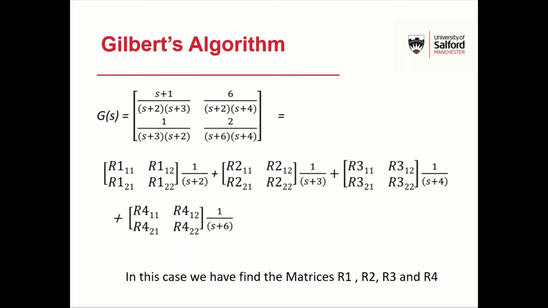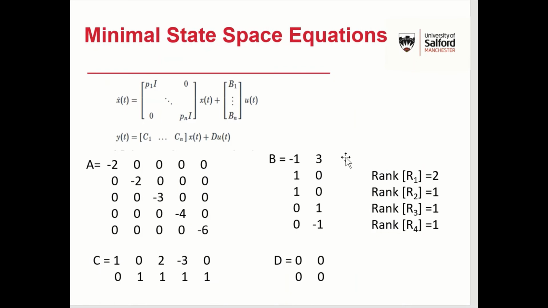And in the coming up video, I'll be doing an example of this for you to show how you can then generate state space equations which are minimal, which means there's no pole zero cancellation, so it's got the minimum number of states in it, using Gilbert's algorithm.